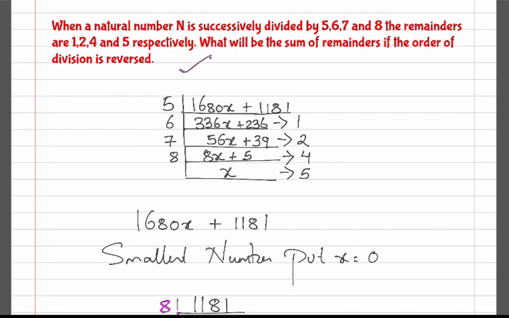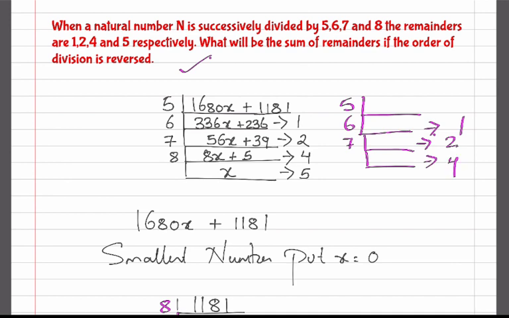Okay, so I am saying you are dividing a number by 5, you are getting a remainder of 1. Then you are dividing the same number by 6, you are getting the remainder as 2. Then you are dividing the number by 7, you are getting the remainder as 4. Then you are dividing the number by 8, the quotient is something that will be written here and the remainder will be 5. Okay, what will happen if the order of the division is reversed?